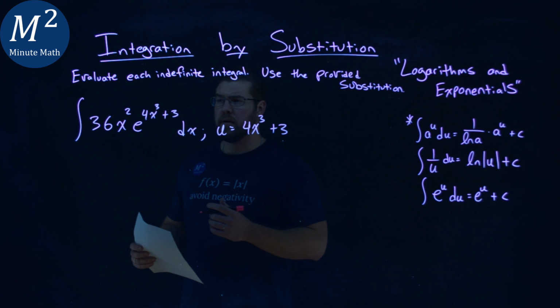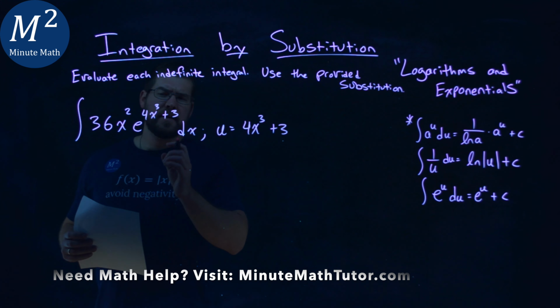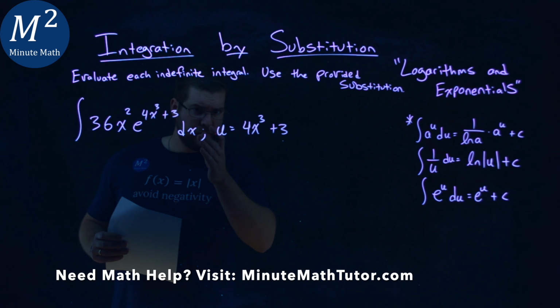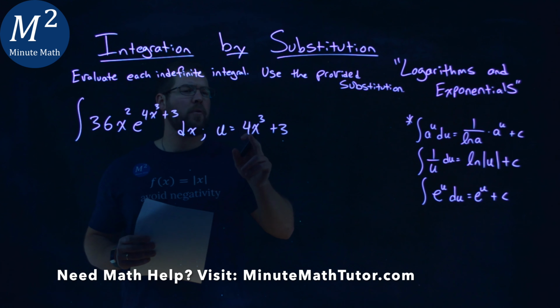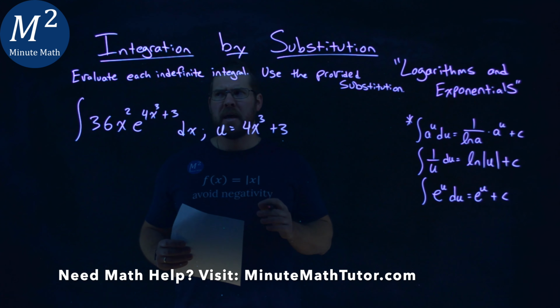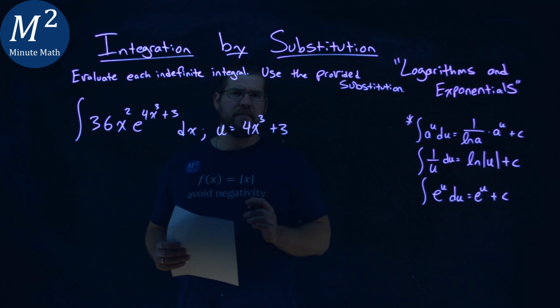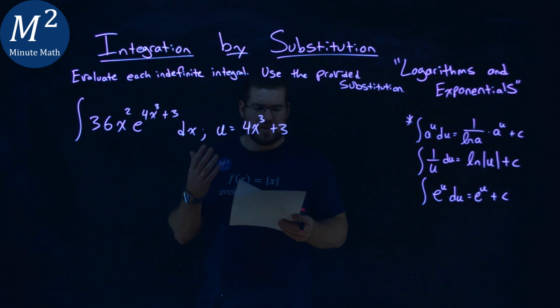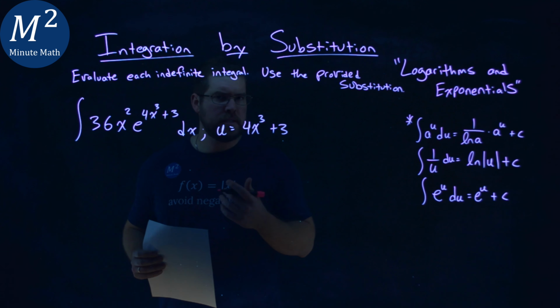We're given this problem right here, the integral of 36x squared e to the 4x to the cubed power plus 3 dx. And we're given a u value of 4x to the third power plus 3, and we have to evaluate this indefinite integral. Now our u value is already given to us, which makes it a lot easier, so let's go find our du value.